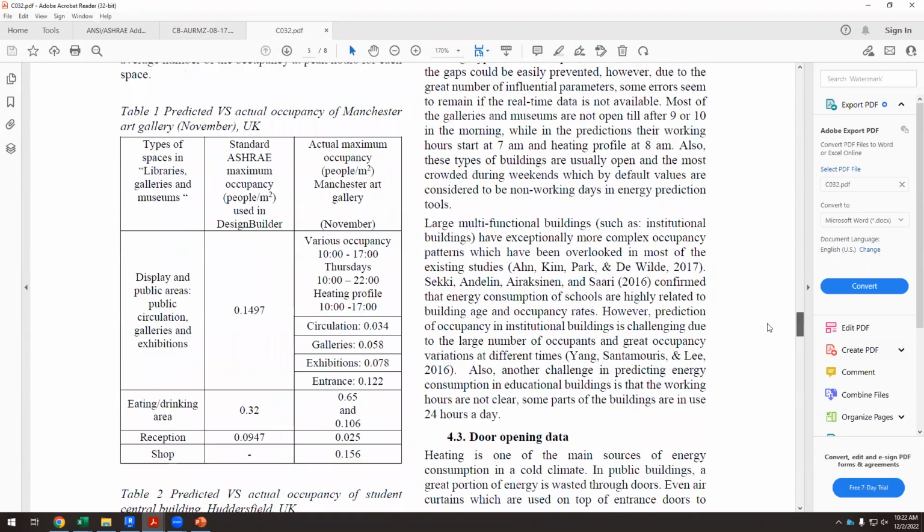Okay, this is not ASHRAE. I need a table. Oh, look at this. Predicted versus actual occupancy of Manchester Art Gallery, Manchester, UK. So this is standard ASHRAE maximum occupancy, people per square meter, used in Design Builder. Design Builder is a simulation software. And this is the actual maximum occupancy in the art gallery. So we need a figure to simulate things, and then we need the actual maximum occupancy in this art gallery.